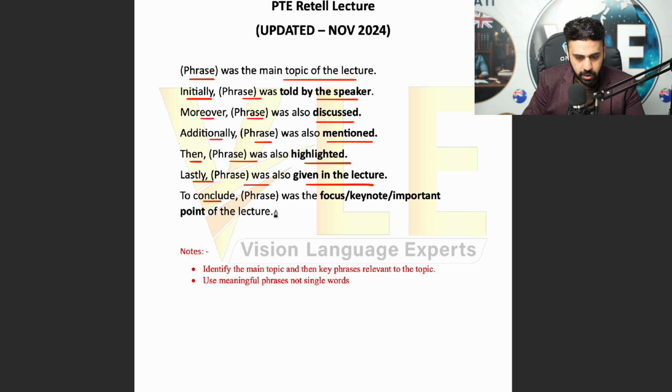Then to conclude, phrase. Over here you can put a different phrase, or if you don't have enough keywords you can use the same set of keywords which you used in the first sentence, was the focus of the lecture, or you can say key note of the lecture or important point of the lecture. You can use a different set of vocab, right? This is going to give you a little bit of variance, a little bit of flexibility. Now let me show you how I take notes, and then I'll show you how I speak it.